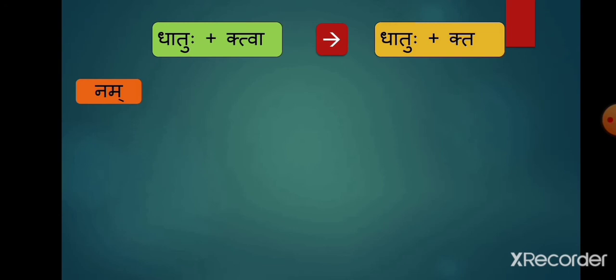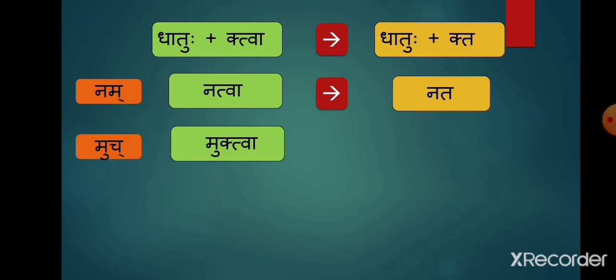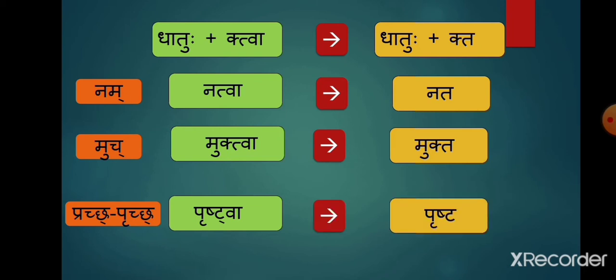Nam dhatuhu plus twa pratyaya, the form is natva, and nam dhatuhu plus ta pratyaya, the form is nata. Much dhatuhu plus twa pratyaya, the form is muktva, and much dhatuhu plus ta pratyaya, the form is mukta. Prachha pruchha dhatuhu plus twa pratyaya, the form is prushtva, and prachha pruchha dhatuhu plus ta pratyaya, the form is prushta. I hope you have understood the similarity in the forms.